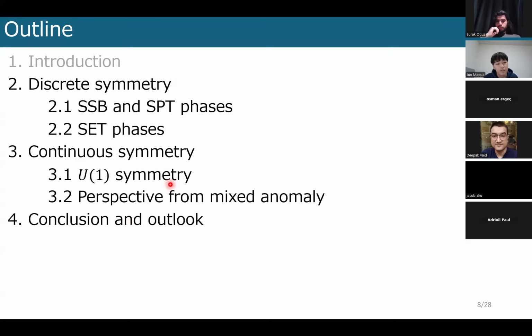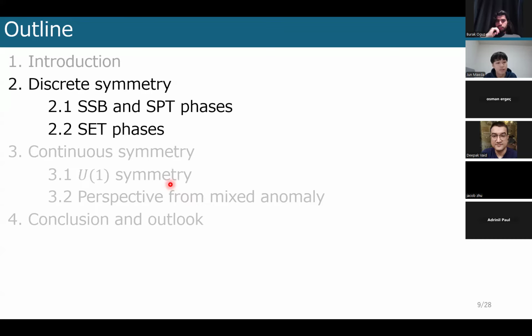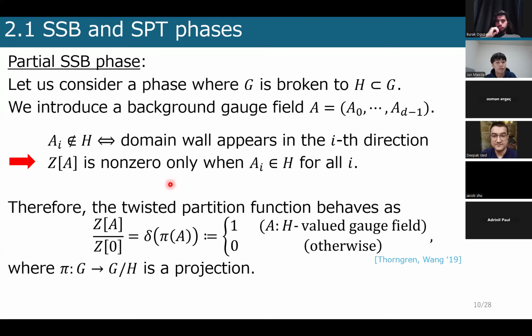Okay, let us move on to the discrete symmetry case. Let us consider a phase where discrete G symmetry is broken to a subgroup H. And we introduce a background gauge field for G symmetry. So each component of A is an element of G. And in this partial SSB phase, when A_i is not an element of H, then a domain wall must appear.